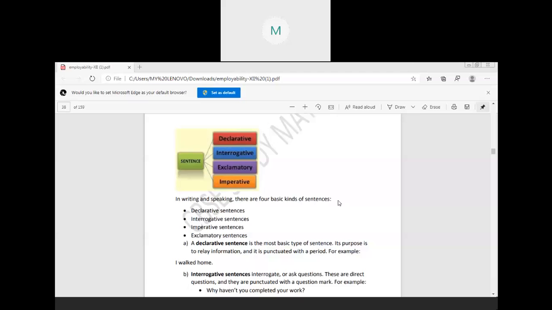Okay. Now today we are going to do the kinds of sentences which you all must have done in your junior classes. So there are four types of sentences: declarative, interrogative, imperative, and exclamatory sentences. Okay. Does anyone know what is a declarative sentence? Anyone? What is a declarative sentence?